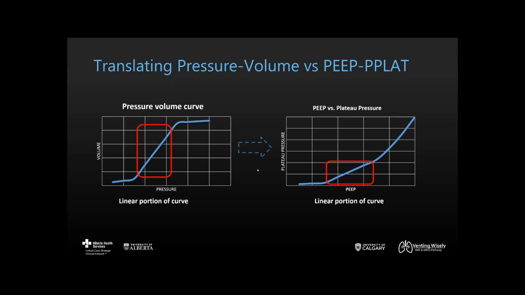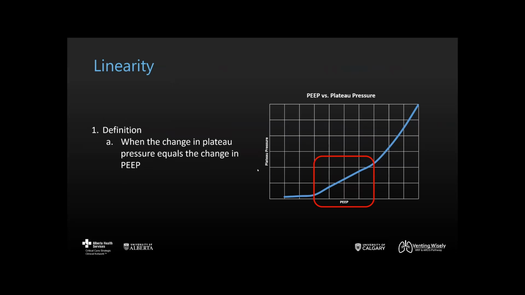The linear portion of the curve is clearly visible, and you can see how the upper inflection point increases in an exponential fashion. So we are defining what it means to be linear in terms of PEEP and plateau pressure. If you decrease your PEEP by 2 centimeters of water and your plateau pressure decreases by 2 centimeters of water, that is a linear exhalation, or a 1-to-1 ratio.